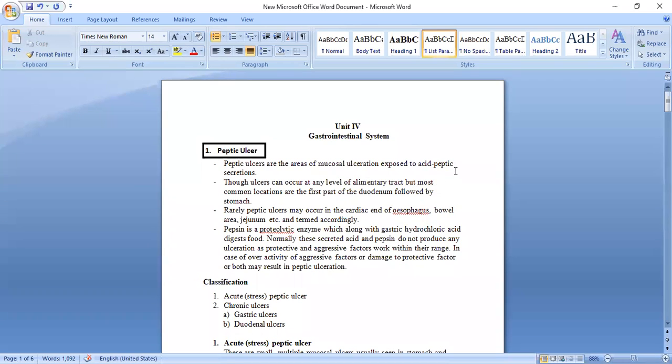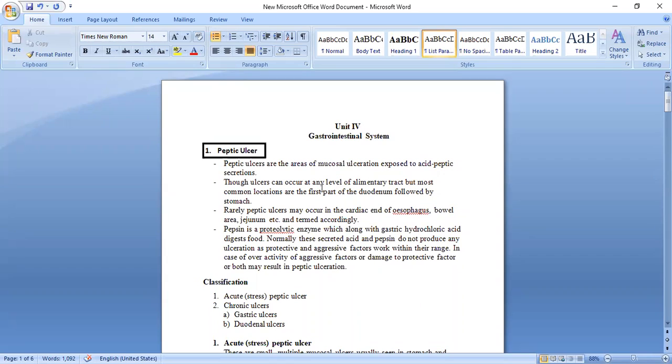Now we will see the acid peptic secretions in our stomach. HCl is there. Peptic enzymes, pepsins are there, isn't it? So many enzymes are there. If it is within the normal range, it will not cause mucosal damage. If its secretion is overloaded, then only we have to face the ulceration.